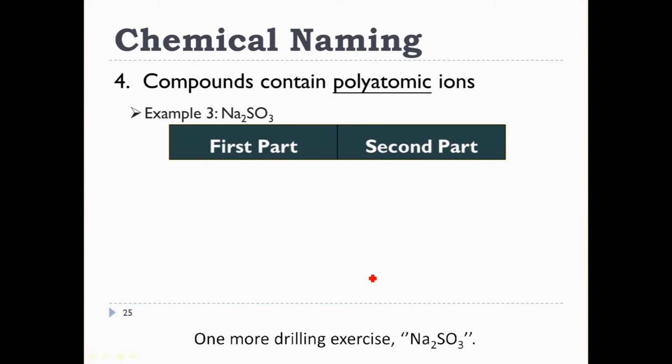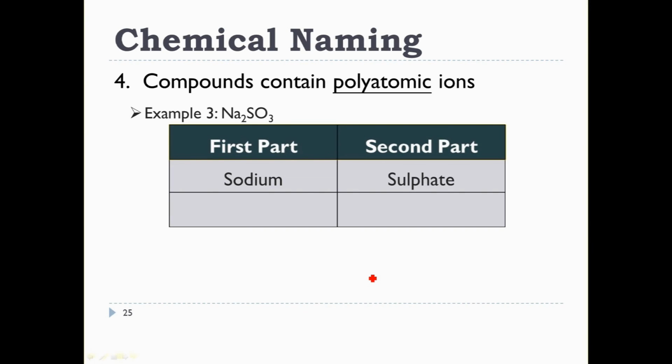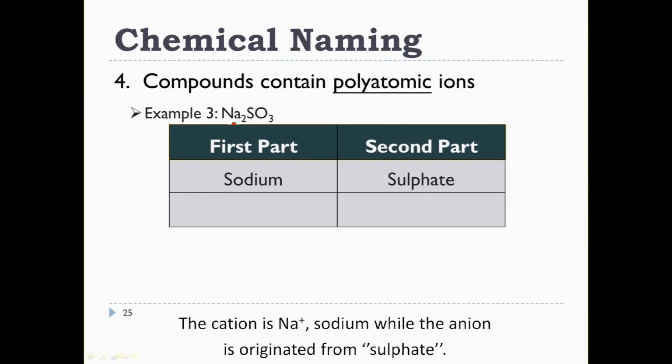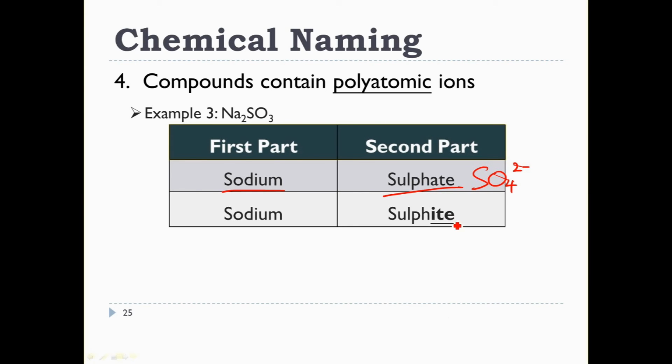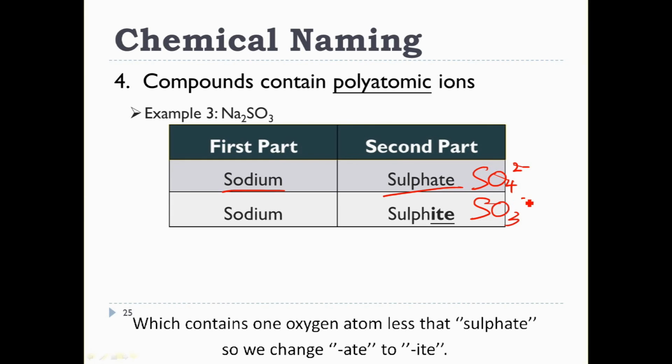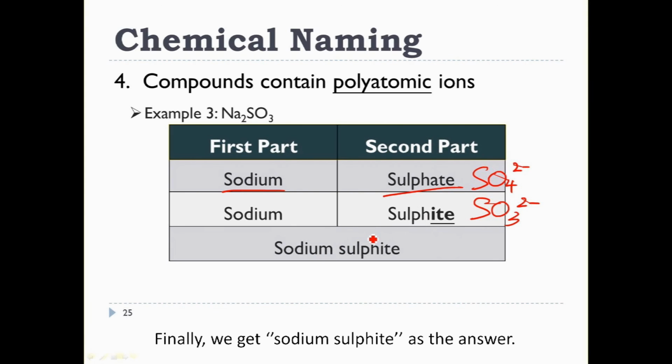One more drilling exercise, Na2SO3. The cation is Na+, sodium, while the anion originates from sulfate. The polyatomic ion, sulfate, is SO4 2-, but now we get SO3 2-, which contains one oxygen atom less than sulfate, so we change ATE to ITE. Finally, we get sodium sulfite as the answer.